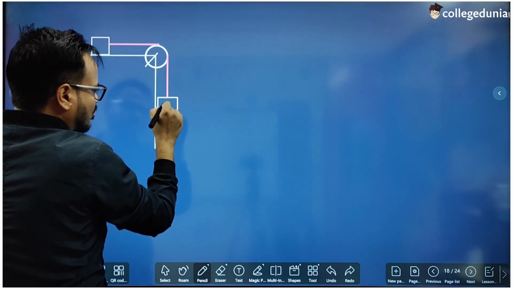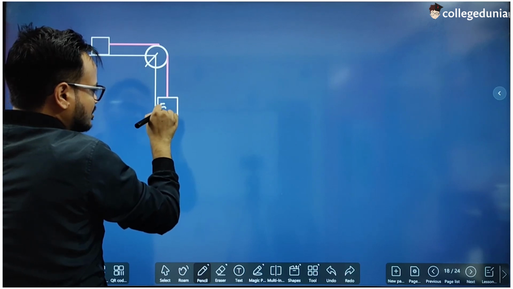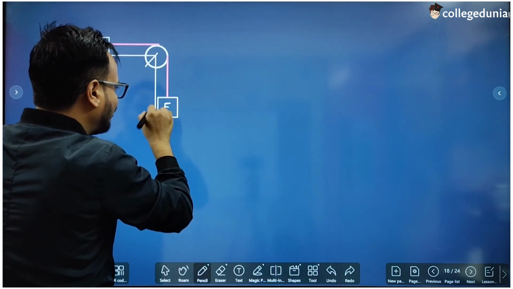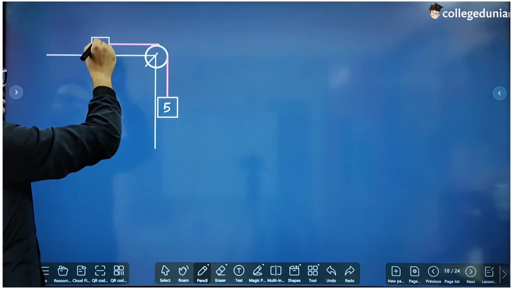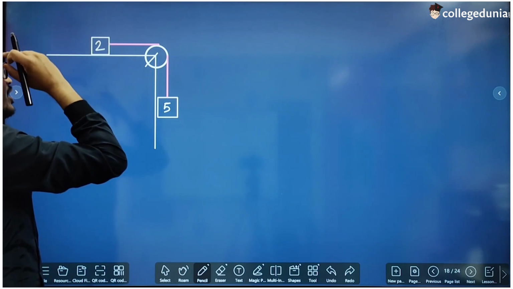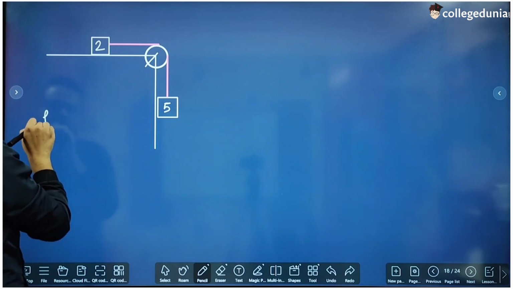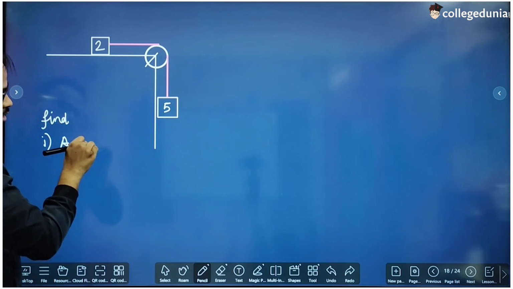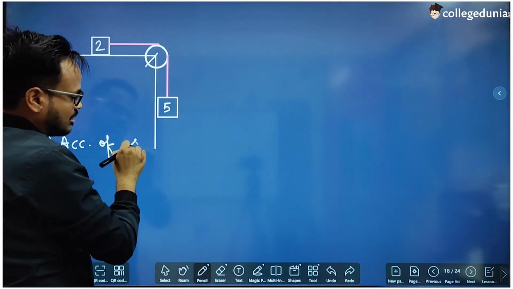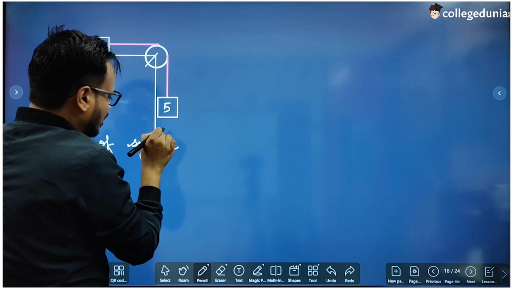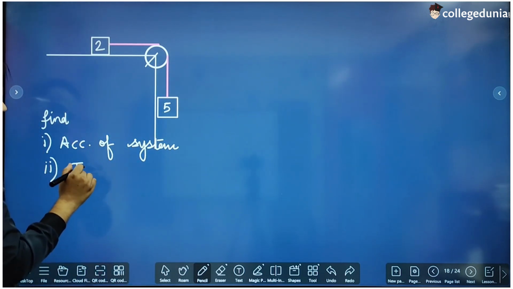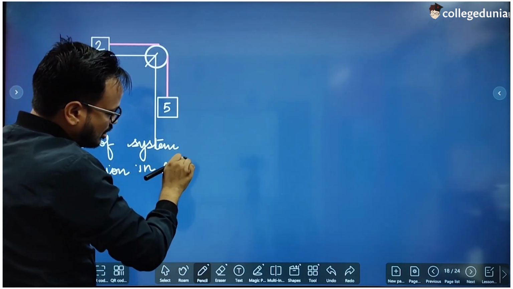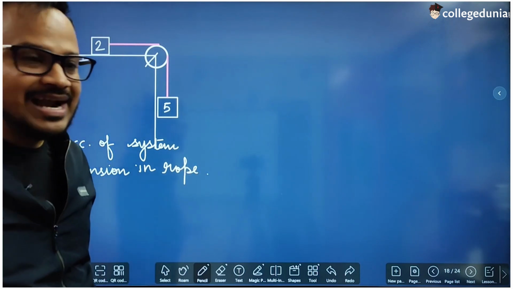Now suppose the mass of this body is 5 kg. Let's not write kg. 5, and the mass of this body is 2 kg. Now what is being asked? It is asked to find the acceleration of the system and the tension in the rope. Acceleration of the system and tension in the rope.